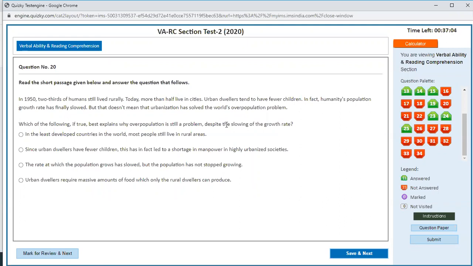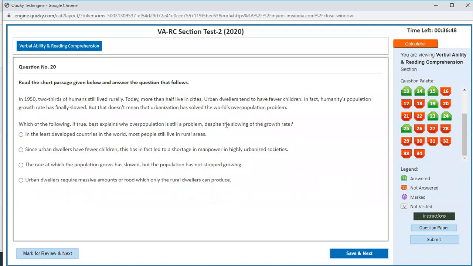The rate at which the population grows. Okay, ठीक है. अगर पहले 50% growth होती थी, आज की rate में 20% growth है. So rate slow हो गई है, but the population has not stopped growing because आज की rate में लोग इतने हैं कि 20% is also contributing a lot. Okay, this makes sense. आगे देखते हैं.